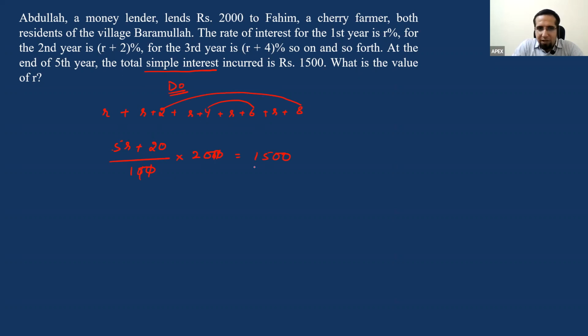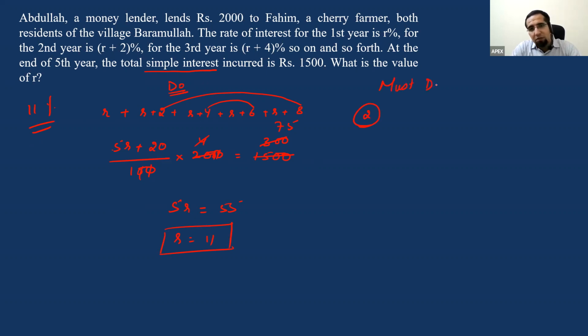So the 00s get cancelled. 5 into 300 and 5 into 4s is 475. So if you have 5R is equal to 55, so 20 goes to my right, or the value of R is equal to 11. It should not have taken more than 1.5 minutes to answer this question, or max again 2 minutes. But this would be a must-do or must-solve question in the paper, right? Let's look at the next question, guys.